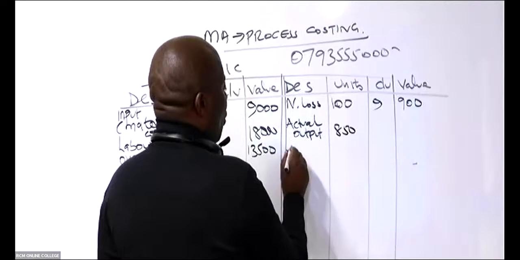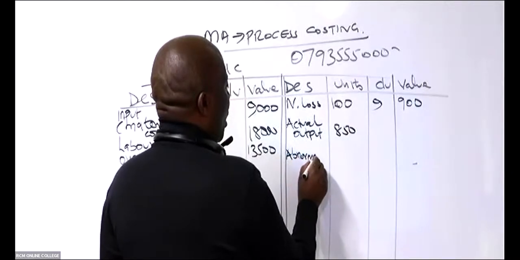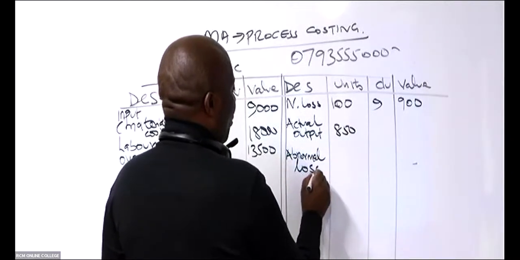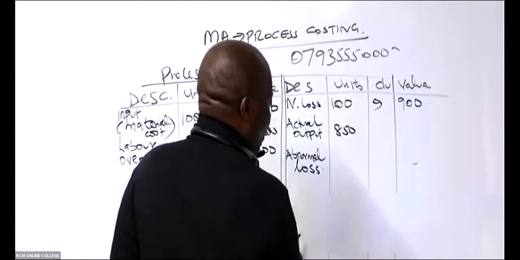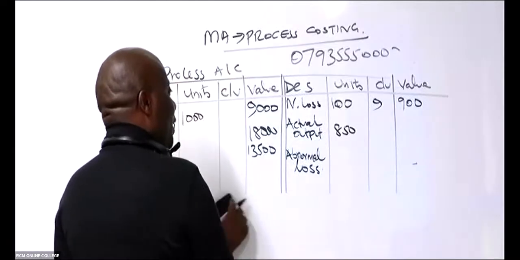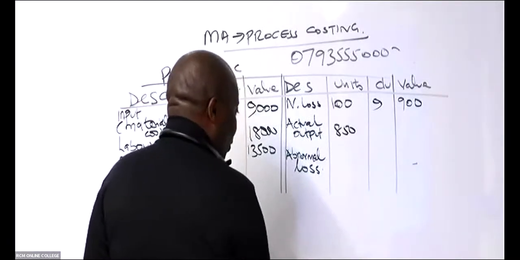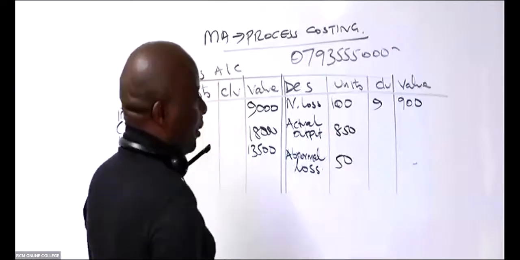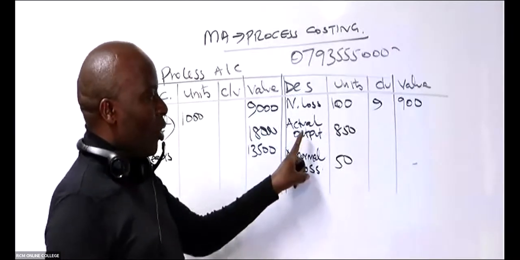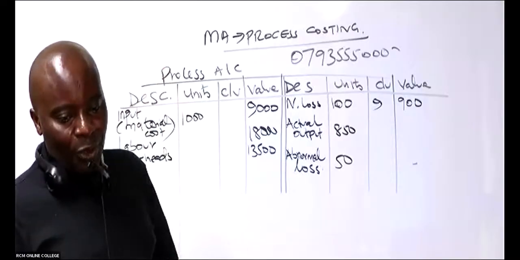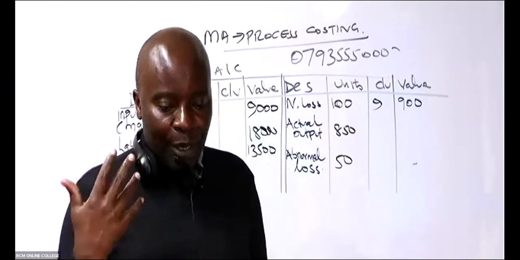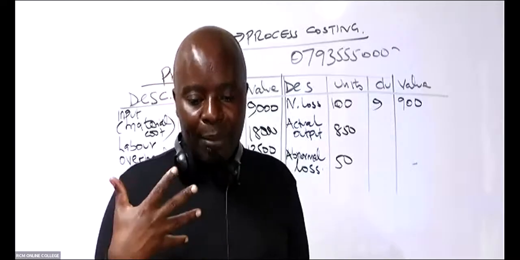And then we have what we are calling abnormal loss. The abnormal loss was 50. Please tell me something about the valuation of the abnormal loss units. Anything you're able to remember about how we value abnormal loss?